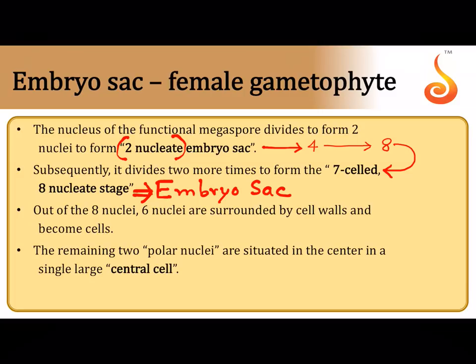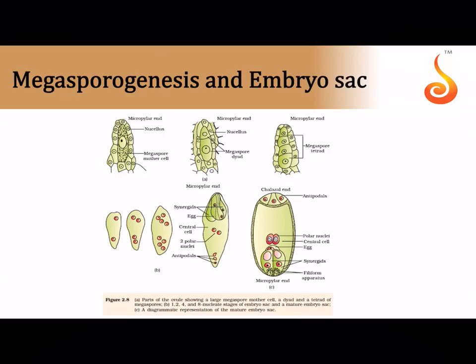Yes or no? 7 cells: 3 in the chalazal end, antipodals; 3 in the micropylar end, egg apparatus; and 1 in the center, the largest cell. Which is the largest cell? The central cell, which has 2 nuclei called polar nuclei.